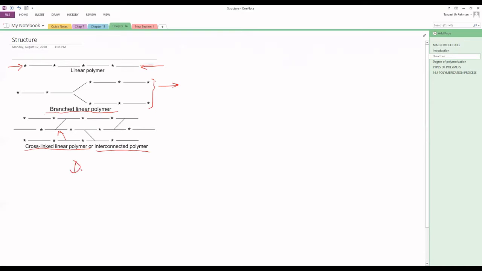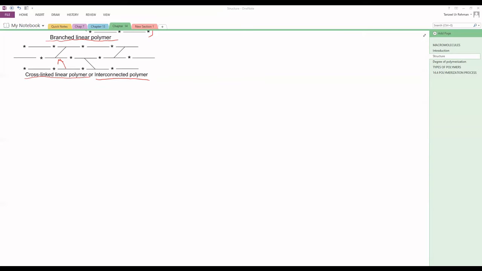Degree of polymerization. What is degree of polymerization? Polymer chain की जो length है, it depends on number of repeated units. So number of repeated units in the chain is known as the degree of polymerization.